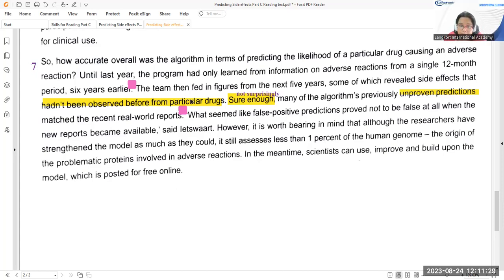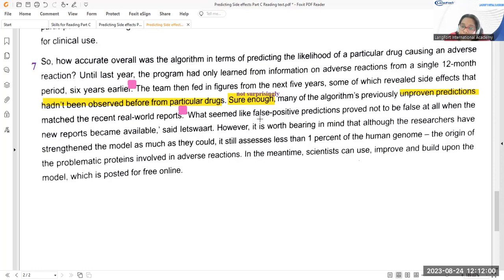So I want all of your attention here. What happened before? The algorithm only knew what happened 6 years ago. Then they fed new data, and the algorithm gave predictions about the drugs' reactions that they had never observed before. And not surprisingly, the previous predictions that they could not prove turned out to match the real world reports, because they fed the algorithm new reports. So even the unproven predictions came to be true.